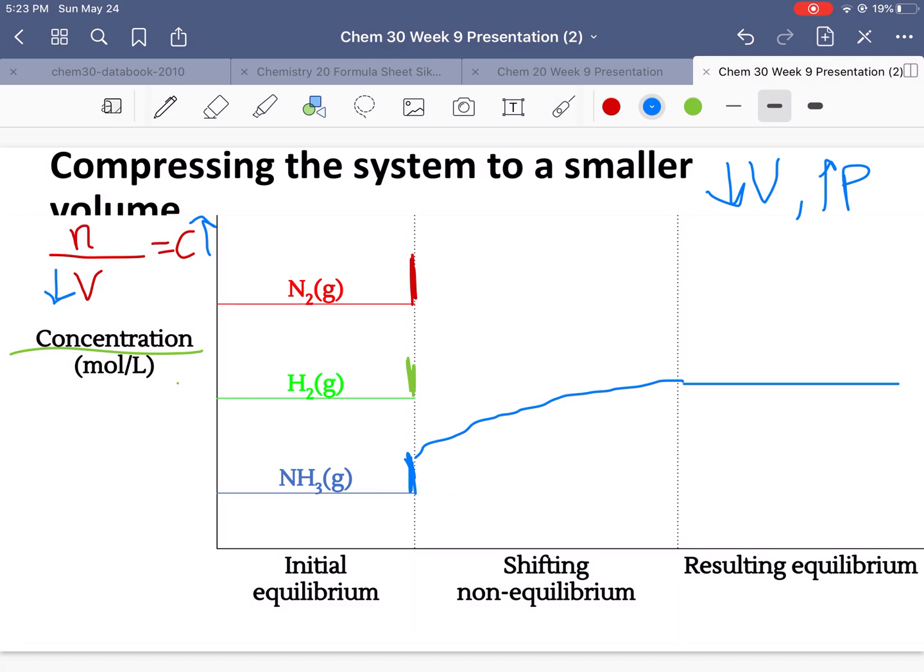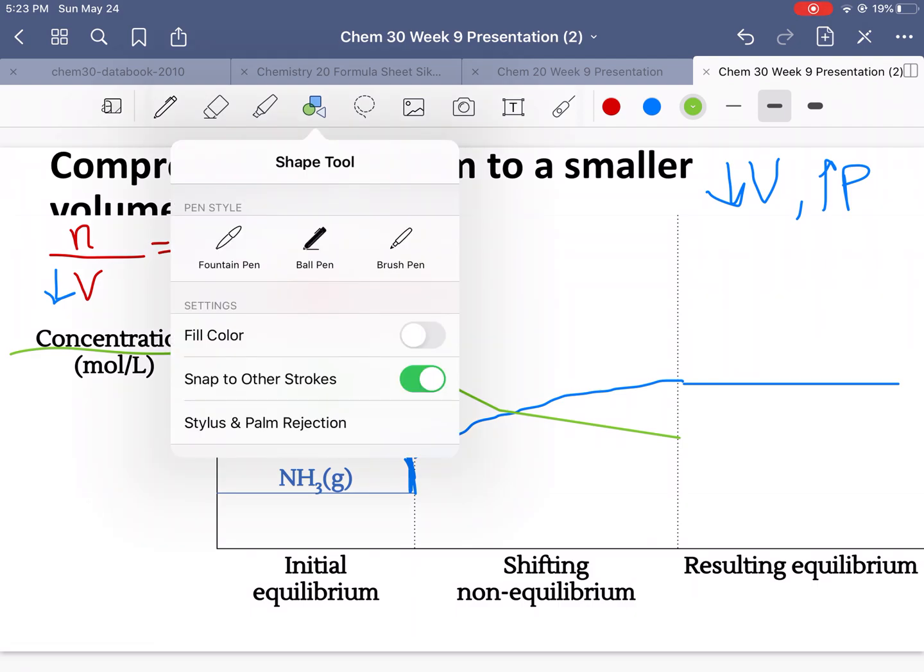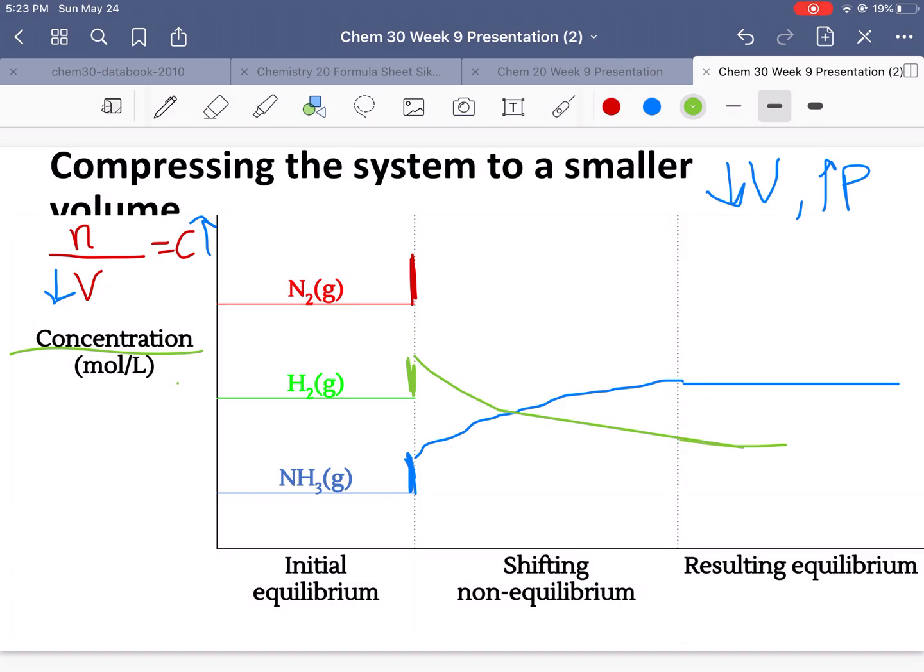Keep on going. My H2 gas, vice versa, is going to go down. Why? Because it's reacting to shift to the products. But it's going to go down by a factor of 3 because it's got 3 moles. Vice versa, our N2 gas is going to shift downwards now by a factor of 1.